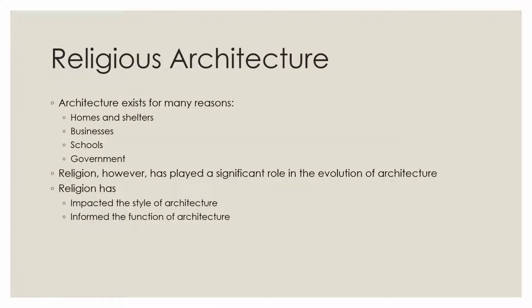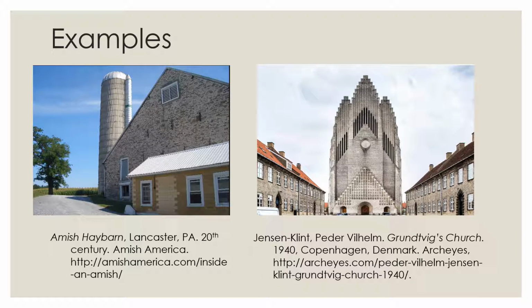I'd like to round out the lecture with some very specific examples. Architecture exists for many reasons: homes and shelters, businesses, schools, and government. Religion, however, has played a significant role in the evolution of architecture. Religion has impacted the style of architecture and informed the function of architecture. To start, compare these images.